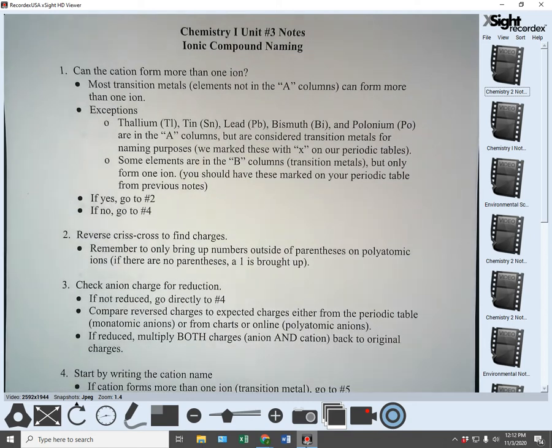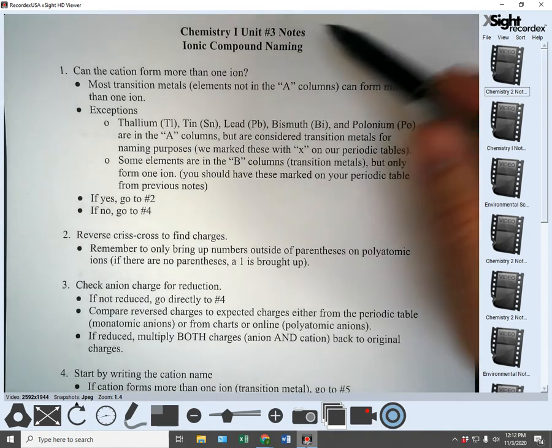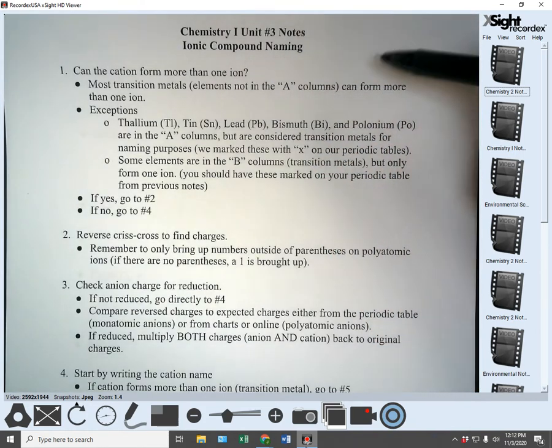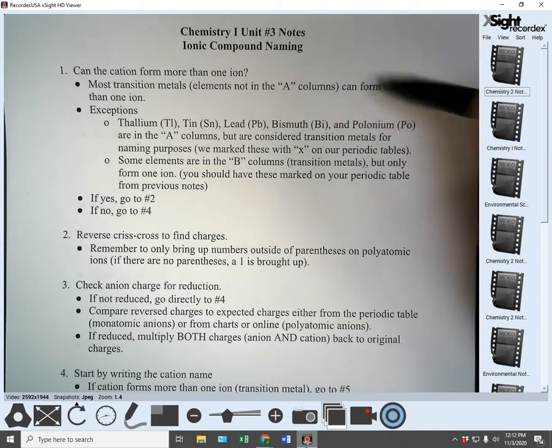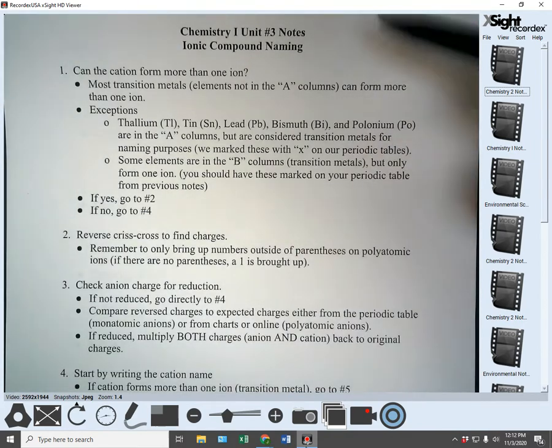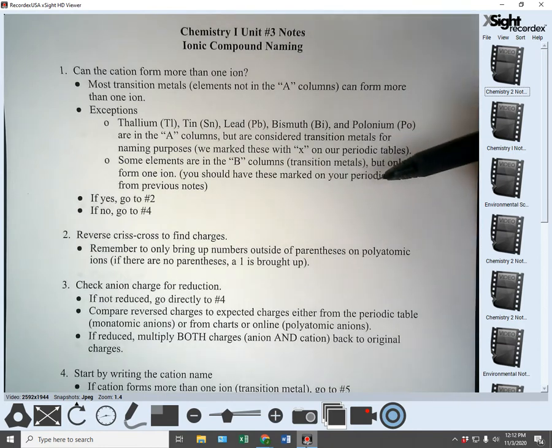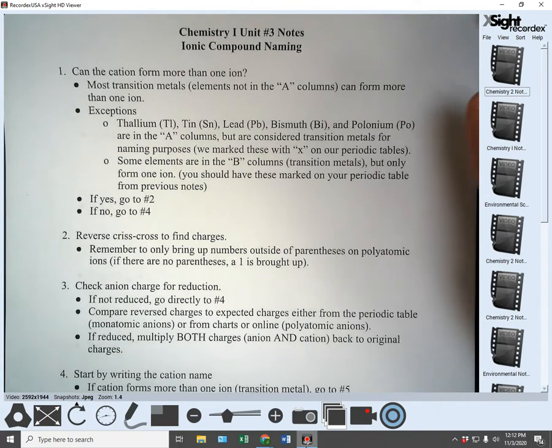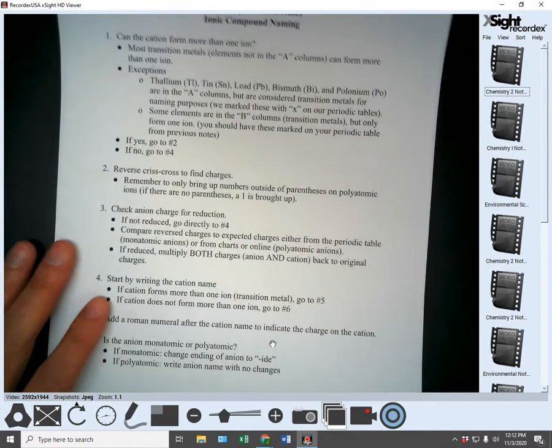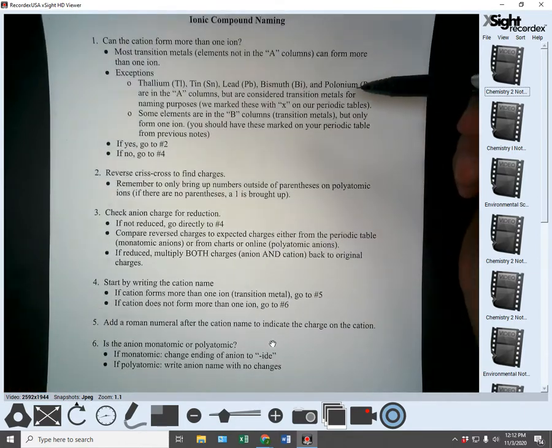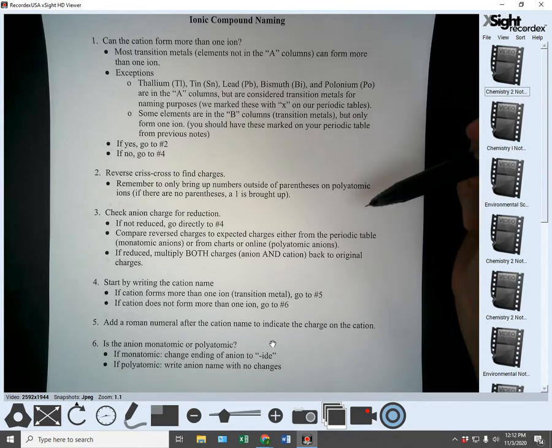Right. Hello, everyone. So today's lecture is going to be over the notes for the ionic compound naming. Essentially, this is the opposite of what we've been doing. We were going from the names to the formulas. Now we're going to flip that: you'll be given the formula and you'll figure out the name from that.